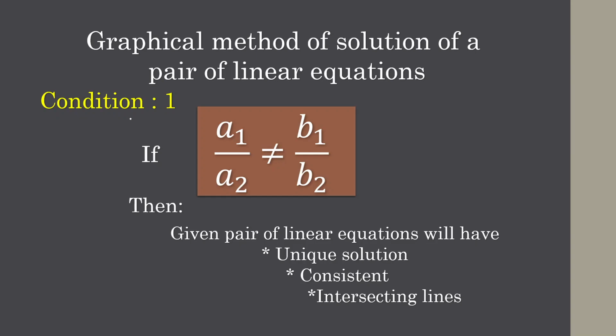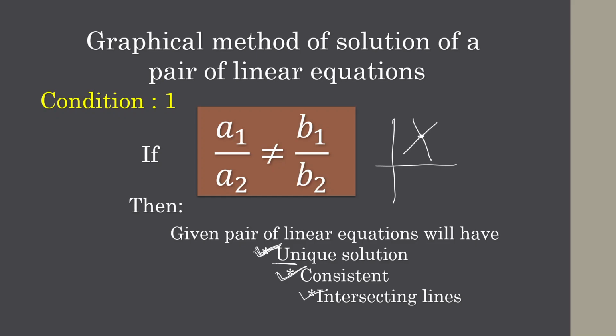So the first condition is if a1 by a2 is not equal to b1 by b2, I repeat, a1 by a2 is not equal to b1 by b2, then we will have a single solution, one unique solution, and when we have a solution, it will be consistent. Then the graph would be intersecting lines. That means if I draw the graph of two lines, they will intersect at a single point and that will be our solution.